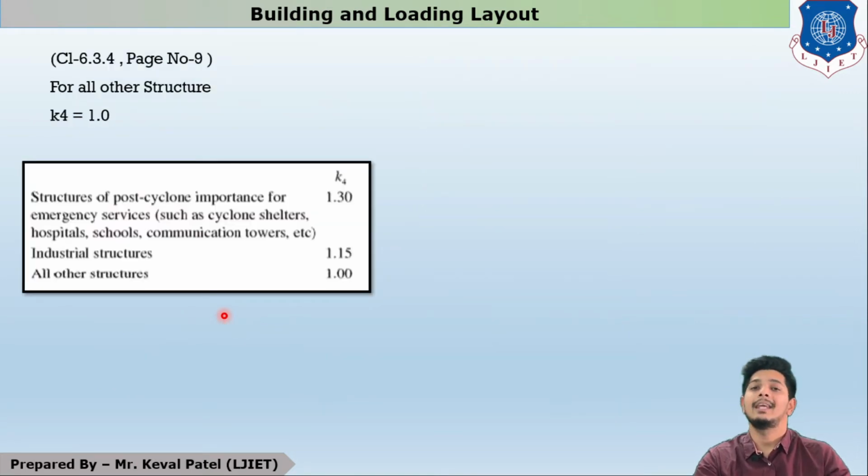Now I will move to K4. For K4 it is very easy. Page number 8 and 9. K4 is given in 3 categories. For general, all categories, K4 should be taken as 1. If your structure is an emergency structure or in a cyclone region, or a hospital or school structure like that, an important building, then K4 should be taken as 1.3, industrial building 1.15, otherwise all structures are instructed to take K4 as 1. Let us move forward.